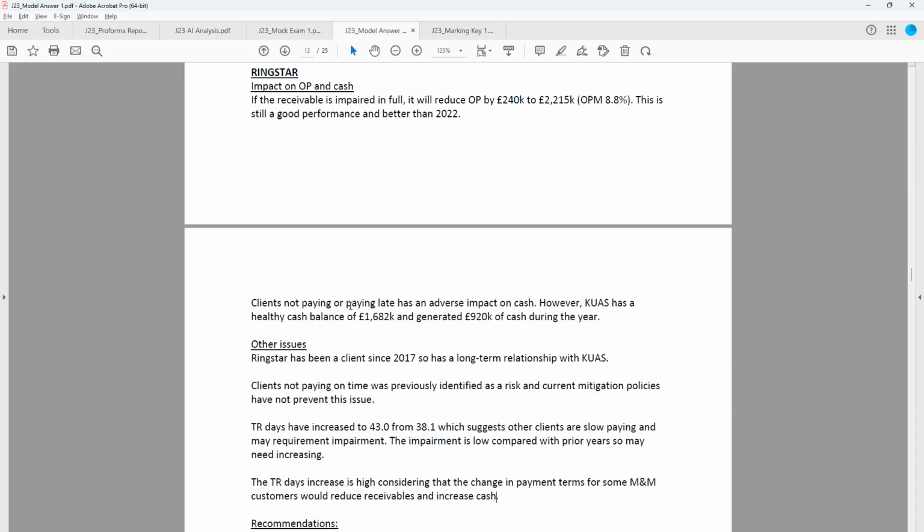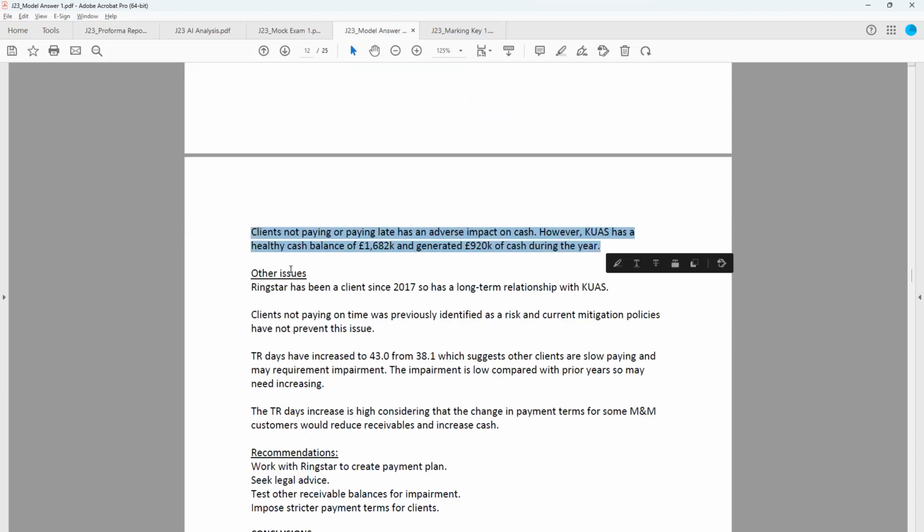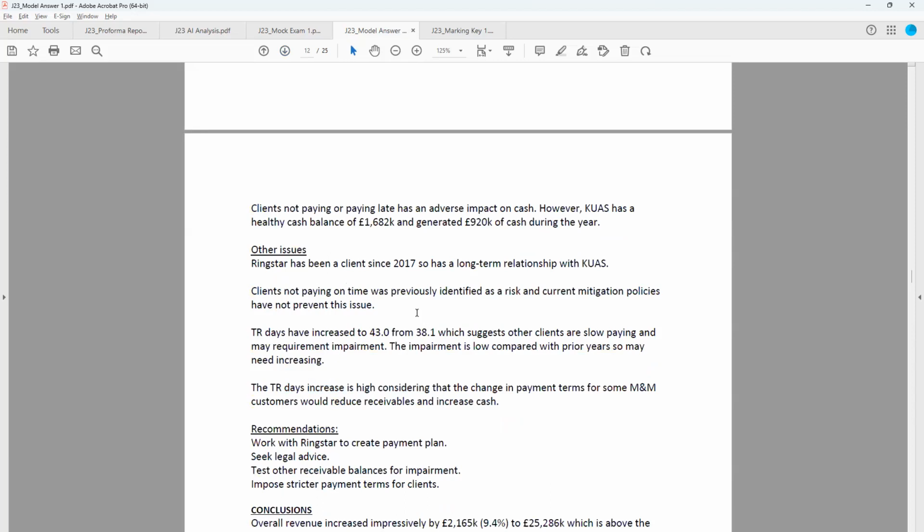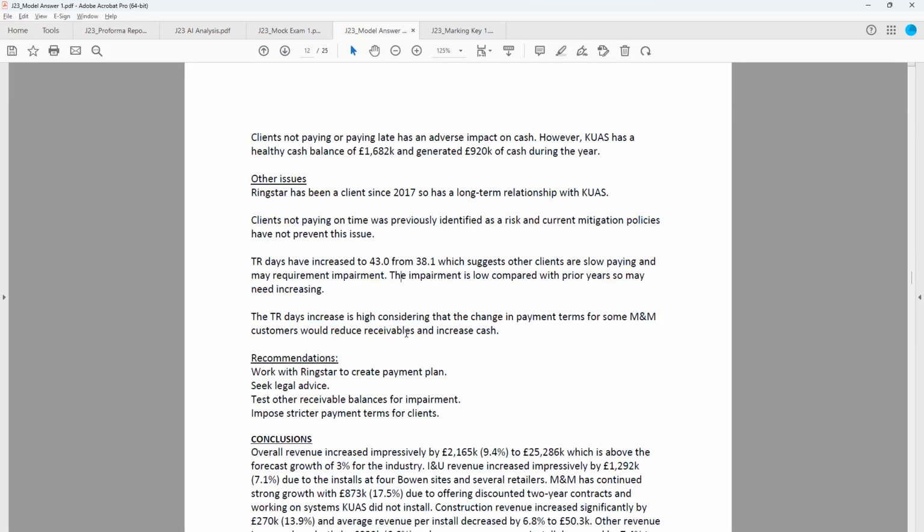But certainly calculating the main numbers that they led you towards, like the impact of an impairment, the impact on cash, and a few other issues. What do we know about the parties involved? Is there anything else we know from the AI? This was a previously identified risk. And actually, if you looked at the trade receivables days overall, this suggested that other amounts might need impairing. And we'd already seen that a little bit because we had seen that the impairment itself was lower this year.